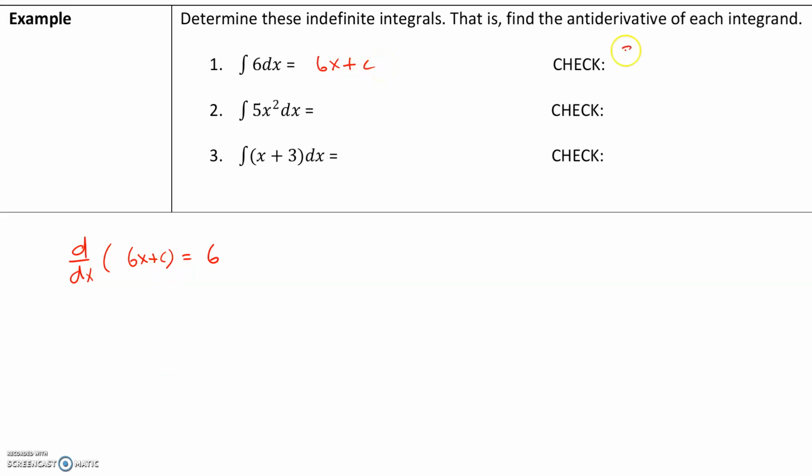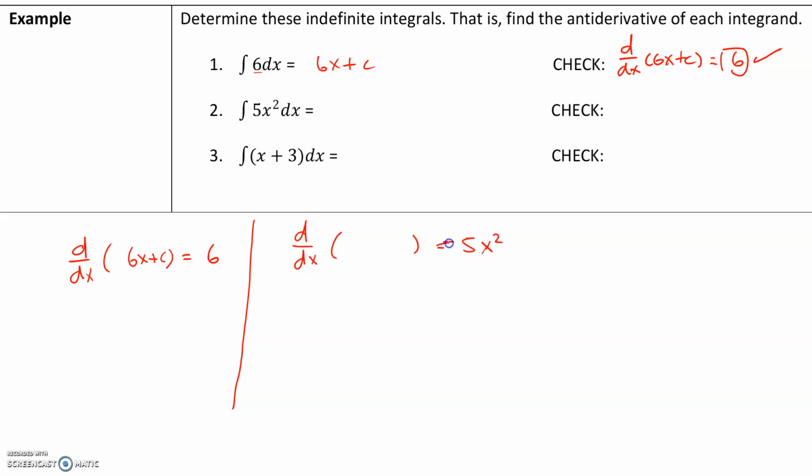Now let's check. If I take the derivative of 6x plus c, the derivative of 6x is 6, and the derivative of any constant, doesn't matter what it is, is 0. So that does check out. Whatever our answer is, when you take the derivative, it should give us 6. Next one's a little bit more difficult. We got 5x squared dx. So we want to figure out the derivative of what function will give me a 5x squared.